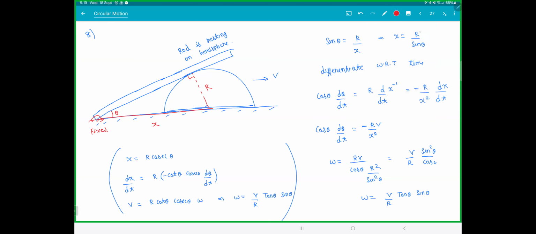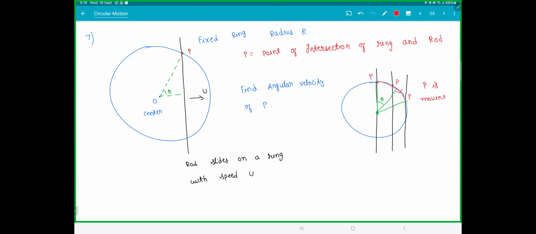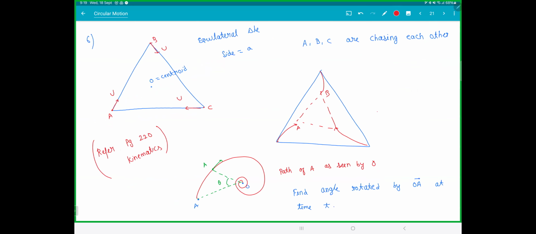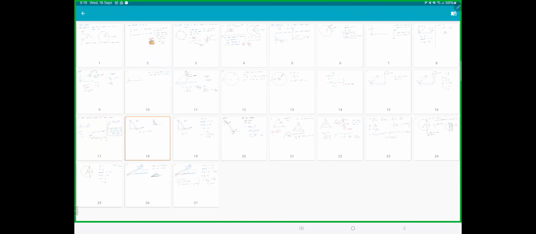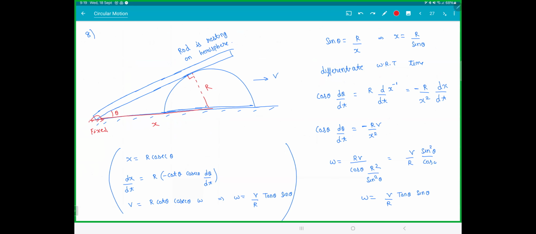The moment you wrote this, physics got over there. Then it is just a matter of math. Please check. So question 8, question 7, and question 5 all are similar models. What you're differentiating is changing, but the idea is the same. Do have a look at the steps.